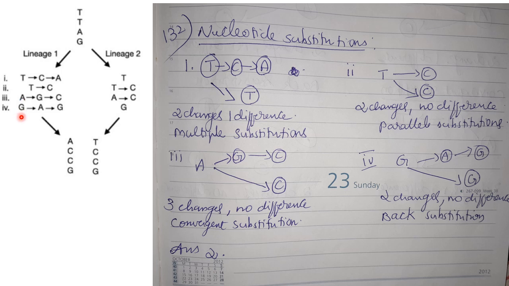Now fourth one, if you see, G is giving rise to A, then giving rise to G. But in lineage 2, it is G only. So G is getting converted to A, then to G. So there are two changes, but there is no change in the substitution product. It is G only. G has got back converted to G itself. So it is back substitution. So fourth is back substitution.